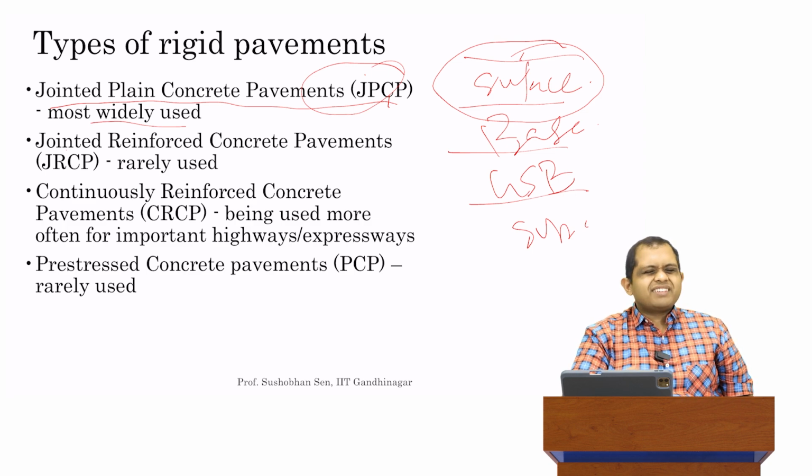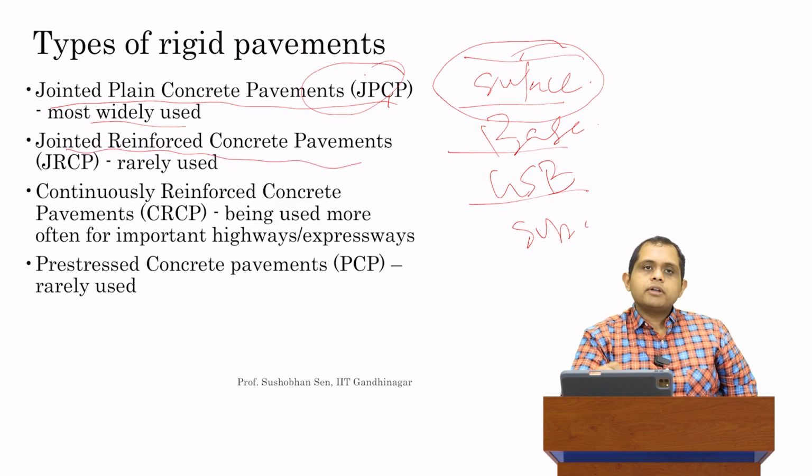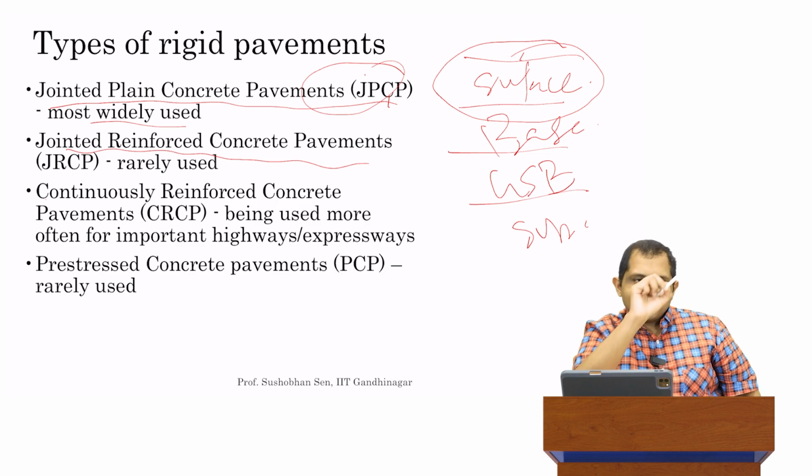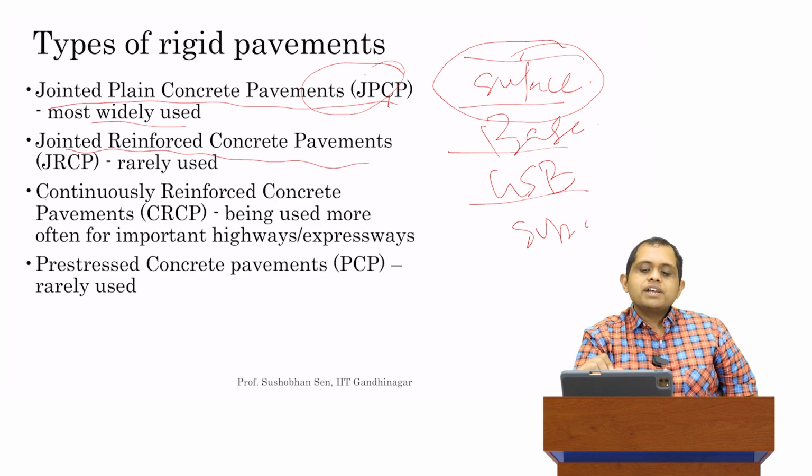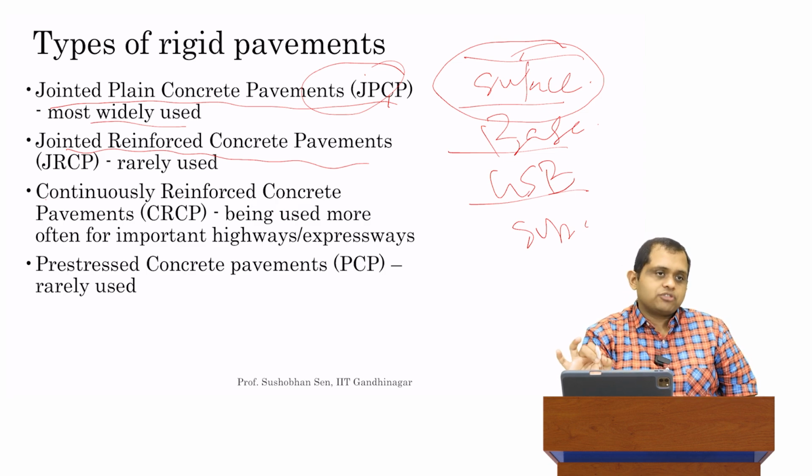The second one, which is actually quite rarely used today, is called jointed reinforced concrete pavement, JRCP. So don't get confused with the terminology. It's just a little line which is the difference between the two, JPCP versus JRCP. JPCP is the most commonly used. JRCP is actually very rarely used, and you'll have a tough time finding an example of JRCP in practice.